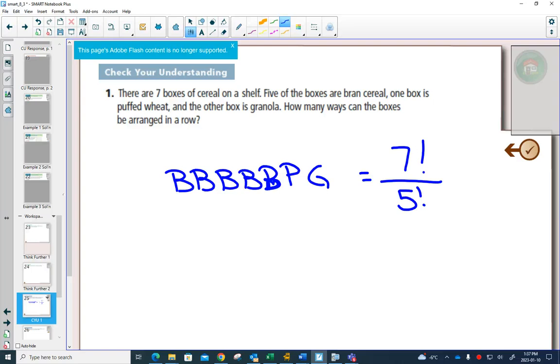Right? You're not going to do 5,040 divided by 120, but when you're simplifying factorials, remember you expand the bigger one. The bigger one is 7. You keep going until you're like, oh, there's a 5. That would simplify, and we would get 42.